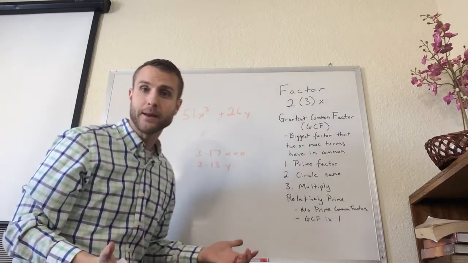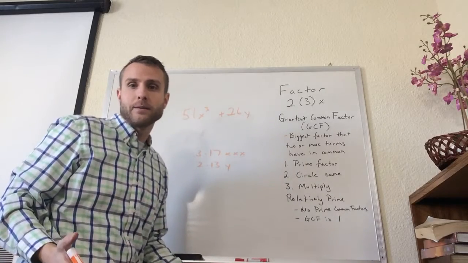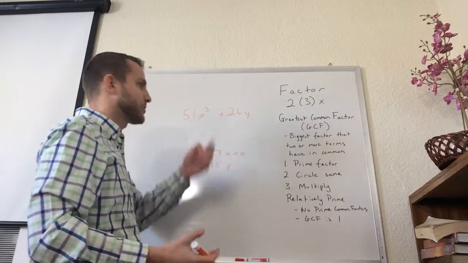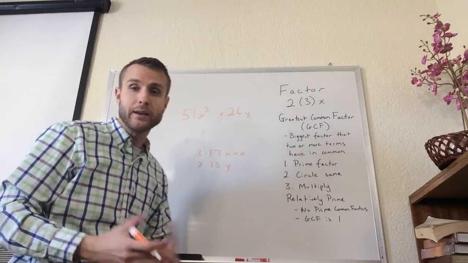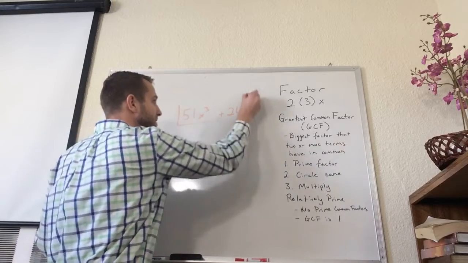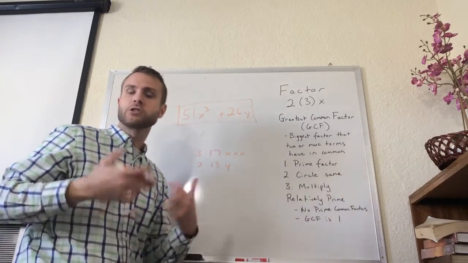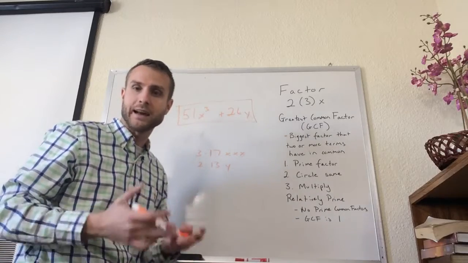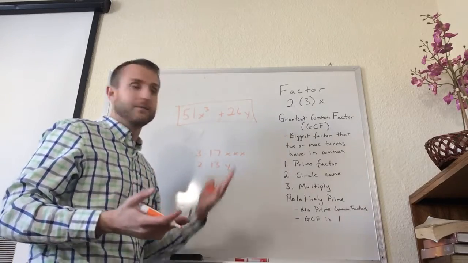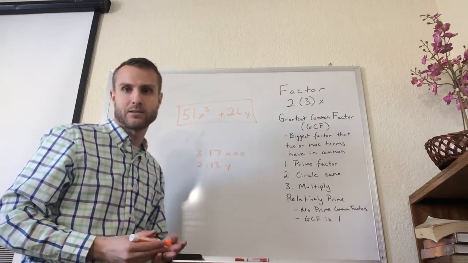Is there anything in common? There's nothing in common. So I don't have a greatest common factor. It's just 1. These are relatively prime. Guess what? If they're relatively prime, I can't factor anything. So this is my answer. That's all I have to do. I don't do anything. If there are no common factors, if there's not a greatest common factor, then I cannot factor anything, so I just leave it, and that is my answer.